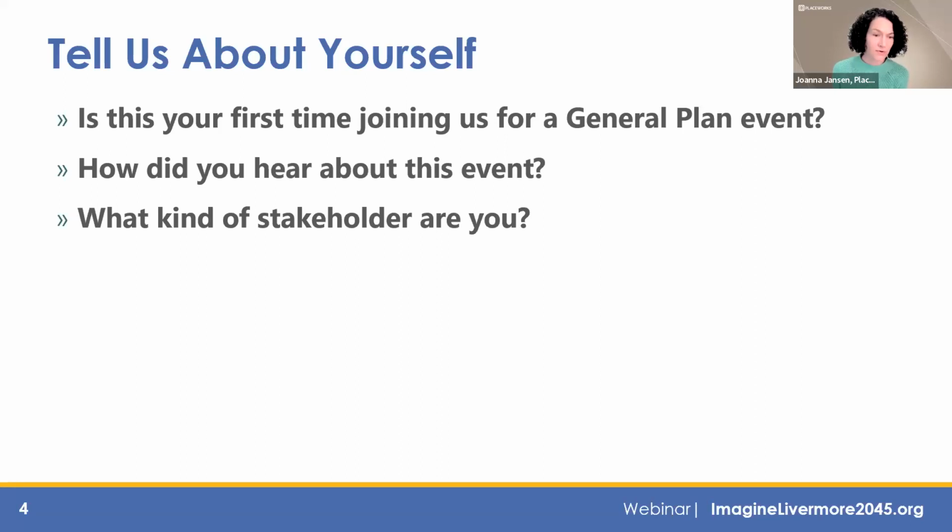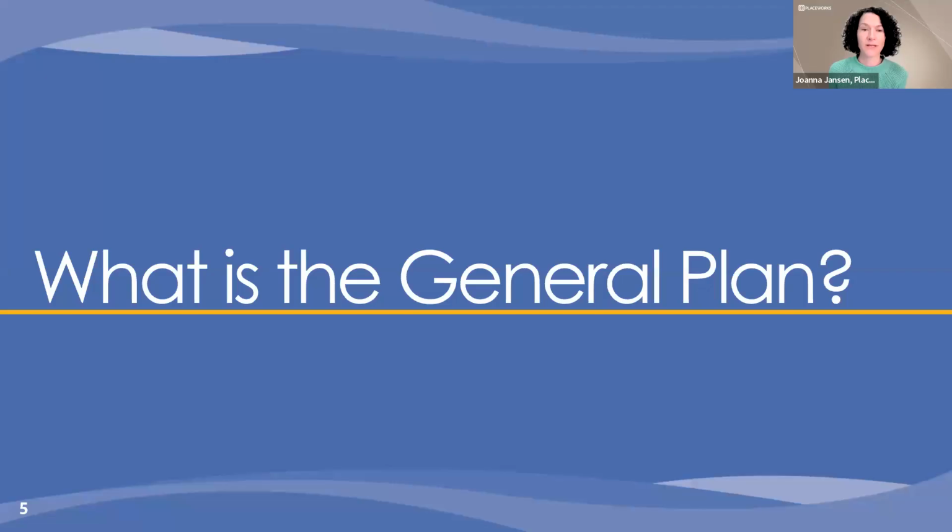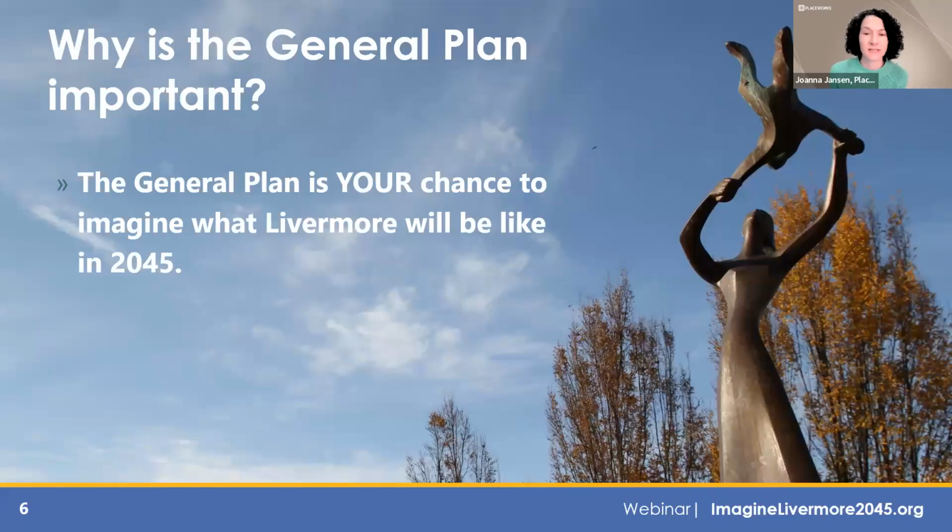We're going to move on from the poll now and explain a little bit more about what is the general plan. And this will be, I hope, very relevant since it sounds like this is the first general plan meeting for many of you. So I'm going to explain more about what the general plan is, but I want to start by explaining why it matters. The Livermore that you live in today is the result of decisions about planning and development and conservation that were made almost 20 years ago when the current general plan was adopted.